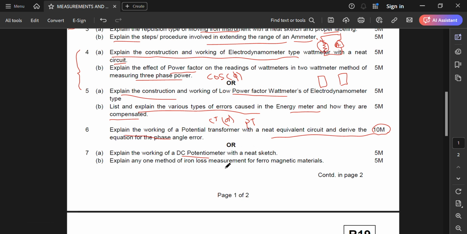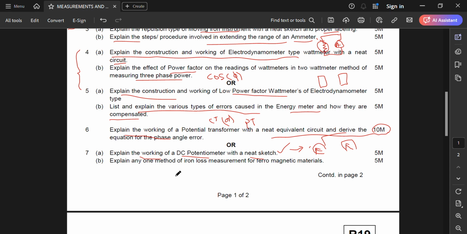Coming to another question, explain the working of DC potentiometer with a neat sketch. DC potentiometer with a neat sketch, in the sense, Crompton's DC potentiometer we have to explain. Crompton DC potentiometer, how it will be, basic slide wire potentiometer is modified, that we have to draw. It has two scales, one is divided into 20 points, like the two scales, two knobs or two potentiometers.